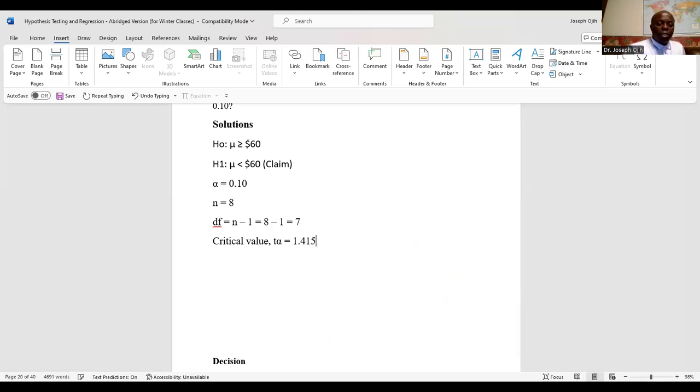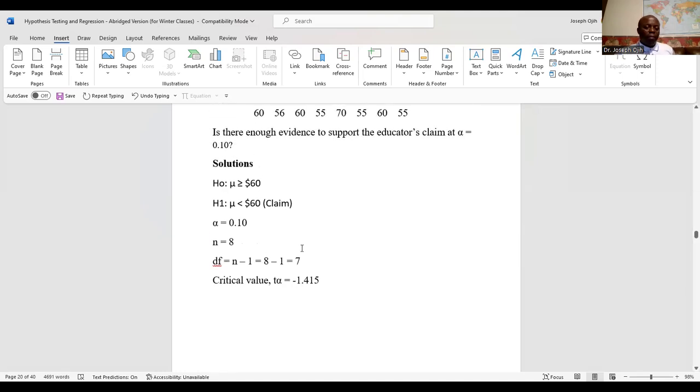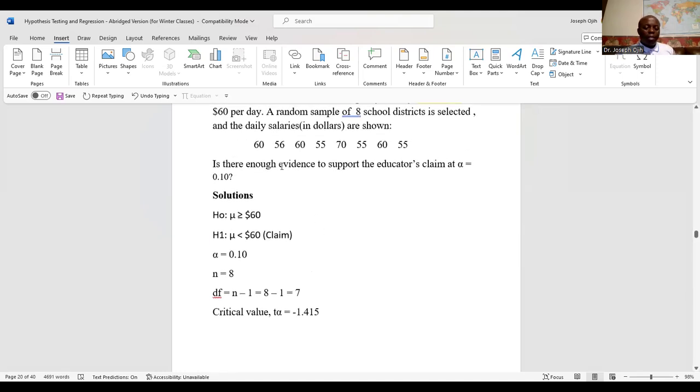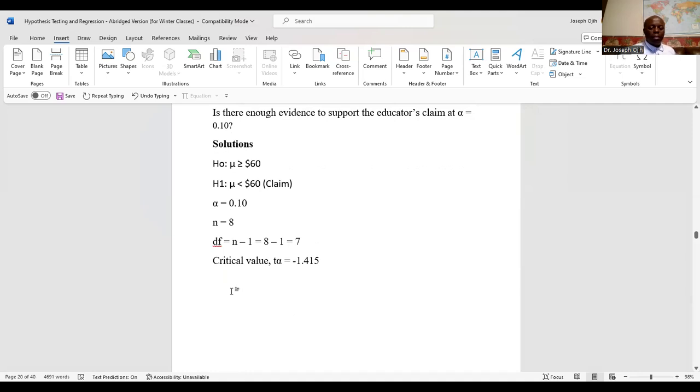1.415. Now, because this is pointing on the left side of the claim, you can make it negative 1.415. Now we're ready to run the test. We need to find the mean, so I'm going to put the mean and put those symbols right here.